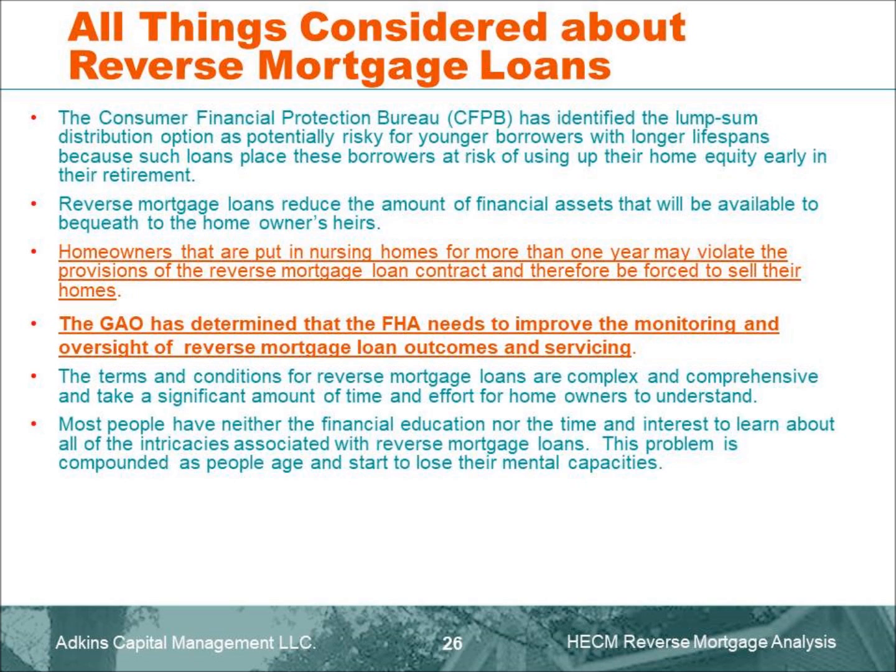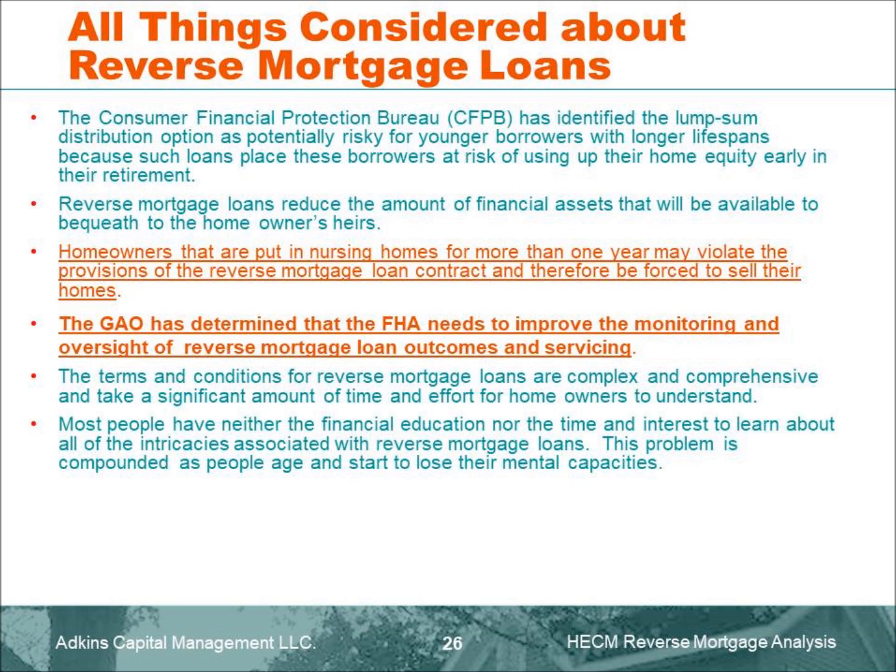Again, borrowers should remember that reverse mortgage loans reduce the amount of financial assets that will be available to bequeath to the homeowner's heirs. In addition, homeowners that are put in nursing homes for more than 1 year may violate the provisions of the reverse mortgage loan contract and therefore be forced to sell their homes. With these issues in mind, the GAO has determined that the FHA needs to improve the monitoring and oversight of reverse mortgage loan outcomes and servicing.